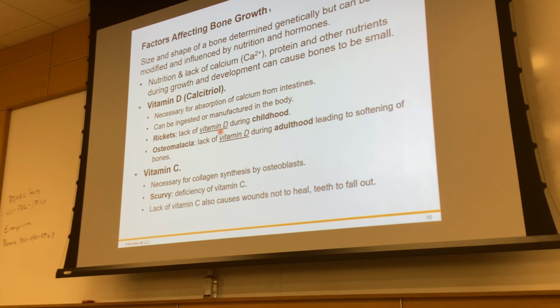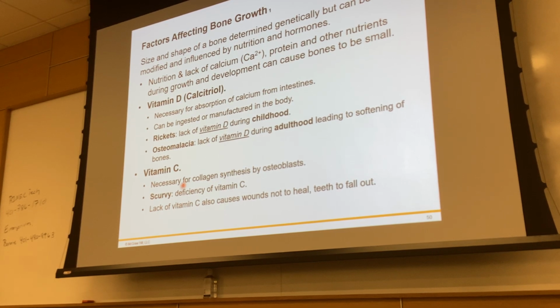If you don't have enough vitamin D in your body, you can have a couple of different conditions, rickets and osteomalacia. The prefix osteo meaning bone, right? There's softening of the bone. That malacia means softening.